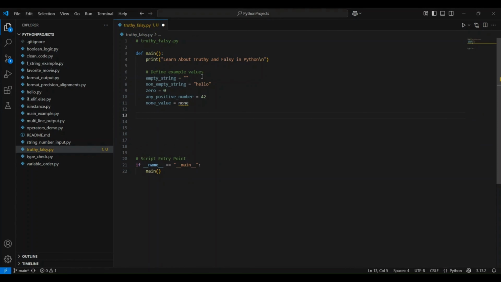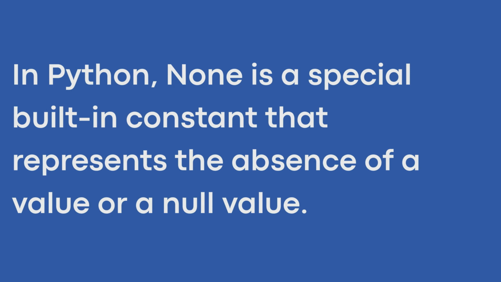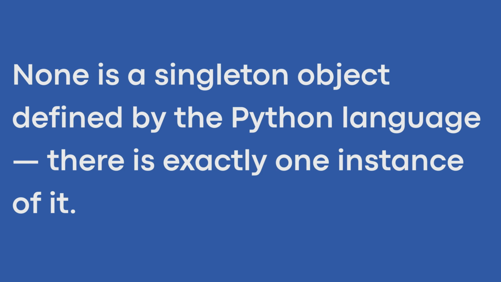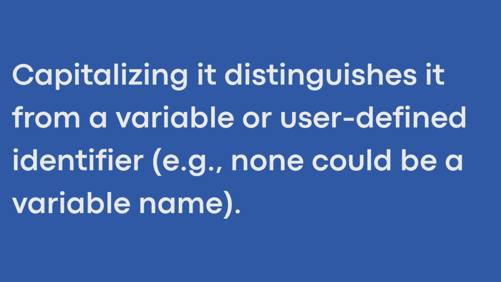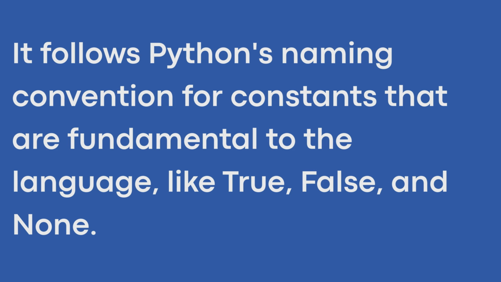Important to note there, did you see that change? None has to have a capital N. Because in Python, None is a special built-in constant that represents the absence of a value, or a null value. It's a singleton object, defined by the Python language, and there's exactly one instance of it. Capitalizing it distinguishes it from a variable or a user-defined identifier. This is a system object.